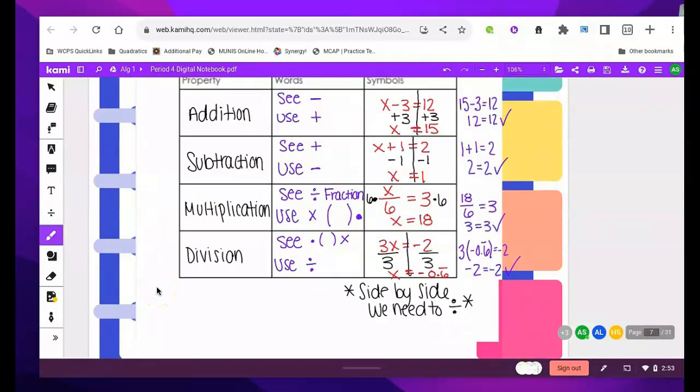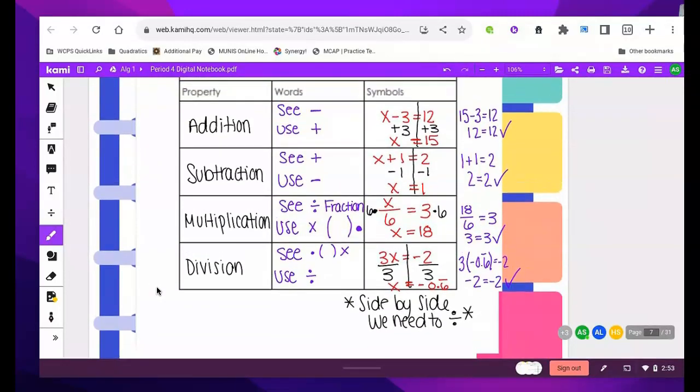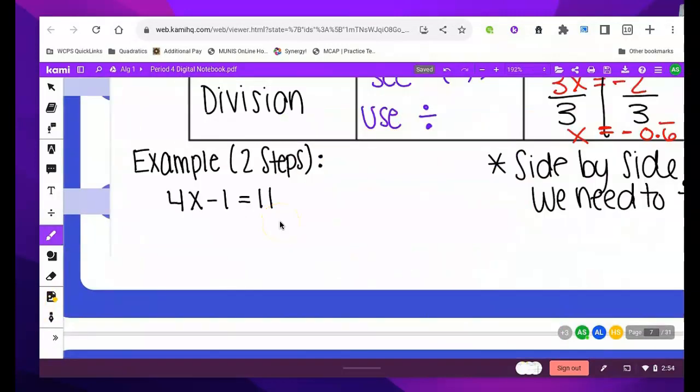So go ahead and pause the video and get our properties, our words, and our examples written down before we move on to the next example. All right, now that we've gone over all of the one-step examples, let's go over a two-step example. So we're going to be combining multiple steps.